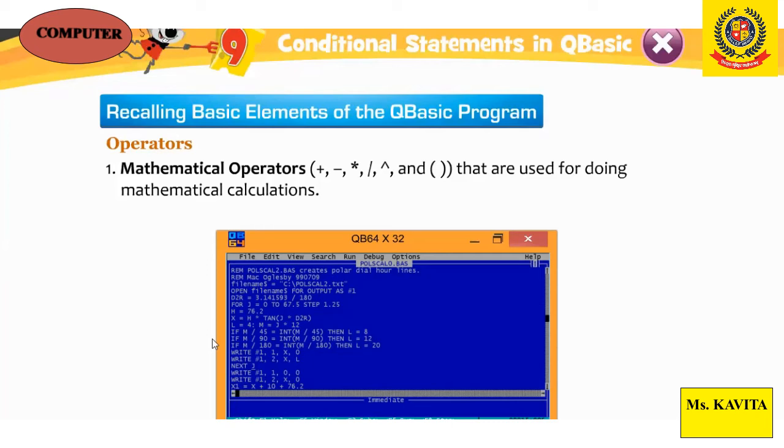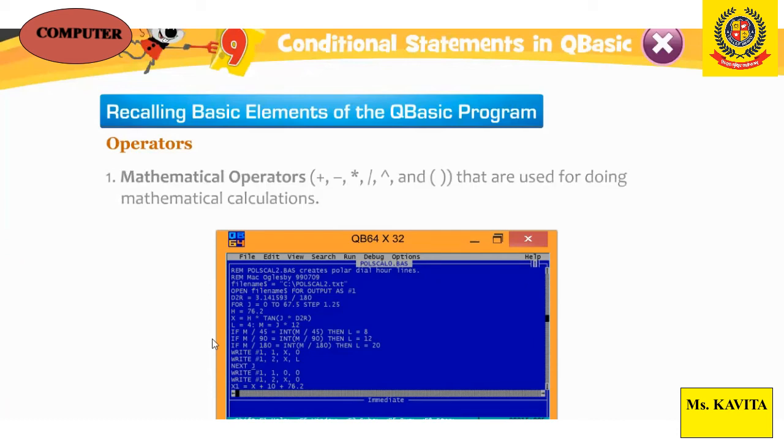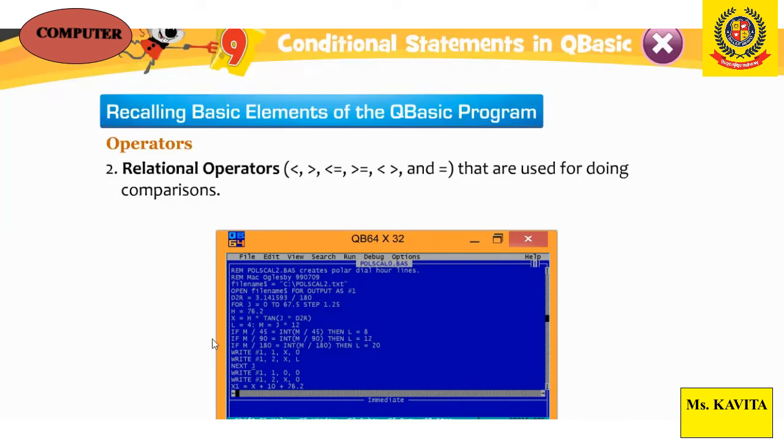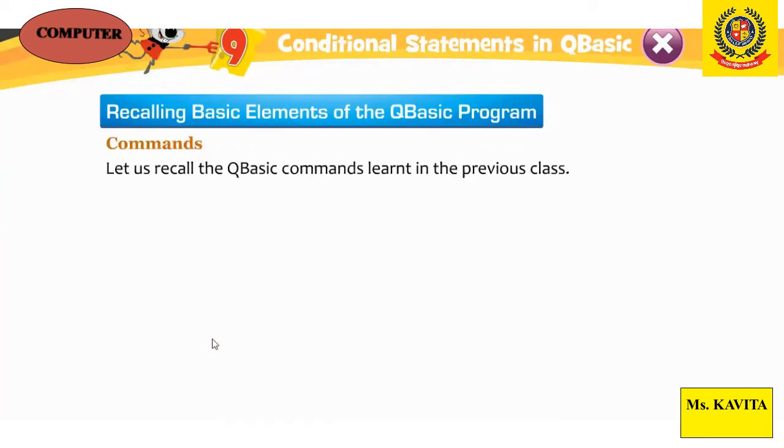Now variables. Variable is a quantity whose value can change as many times as required during the execution of a program. Variables are used in a program for storing constant values. There are two types of variables, numeric variable and string variable. Variables that store numeric constants are known as numeric variables. Variables that store string constants are known as string variables.